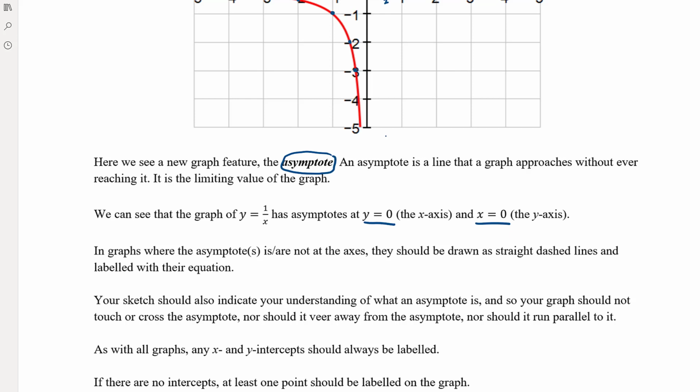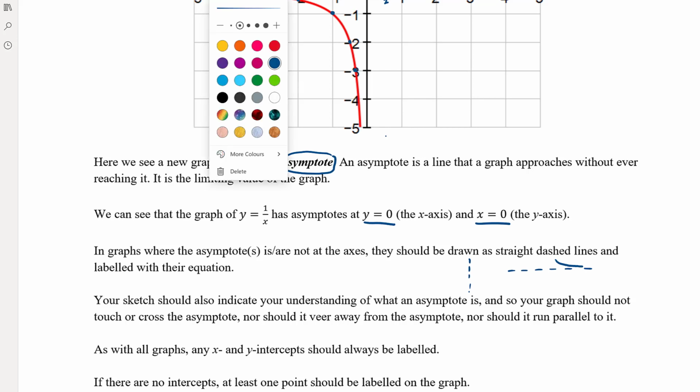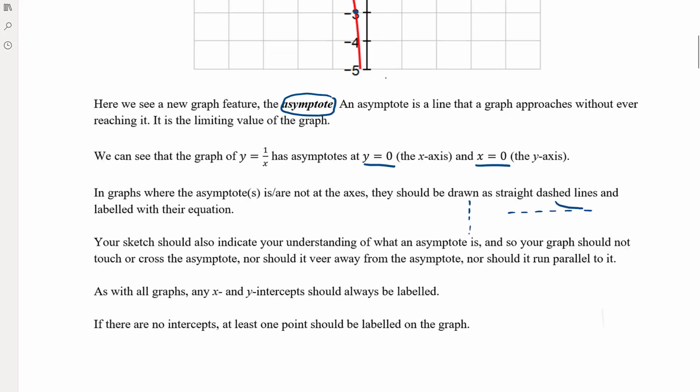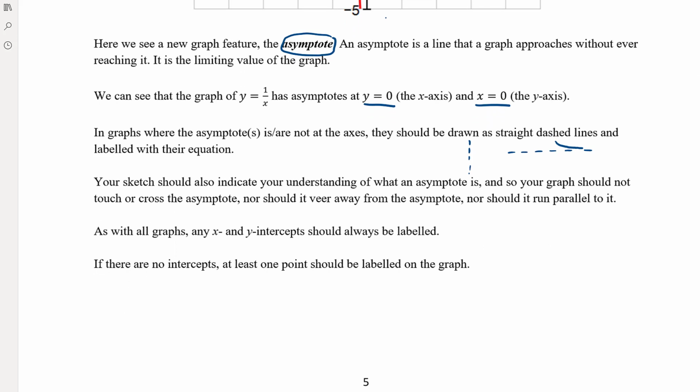Okay, so in graphs where the asymptotes are not the axes, and we'll have a look at that fairly quickly, the asymptotes should be drawn as straight dashed lines. Okay, so we're going to draw a straight horizontal line in the case of a horizontal asymptote, or a straight vertical line, but it's going to be a dashed line, and the graph will get closer and closer to that line but won't actually touch it. I know I made this pen a bit thicker, but I'll leave it thick for now, but when we draw some graphs I'm going to make it thinner so I can be more precise.